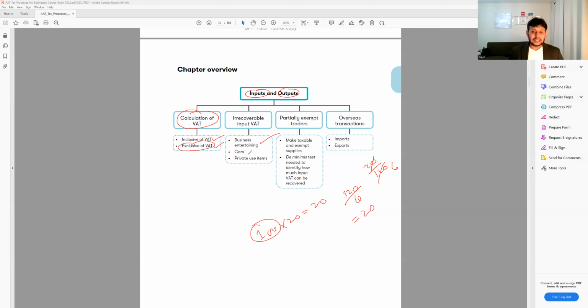Then, for example, the car. If you buy a car, you are not allowed to claim the VAT. And also private use items. If you buy something for private use, you are not allowed to claim the VAT.